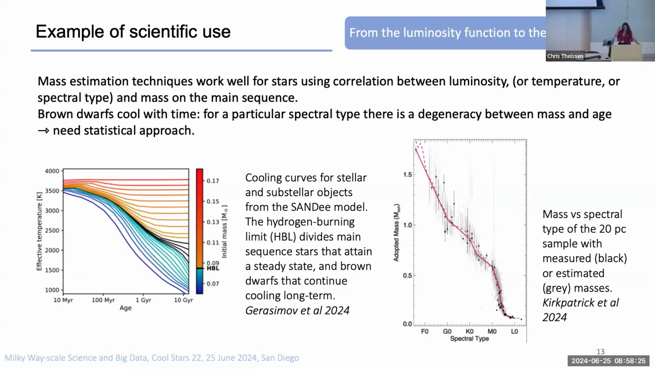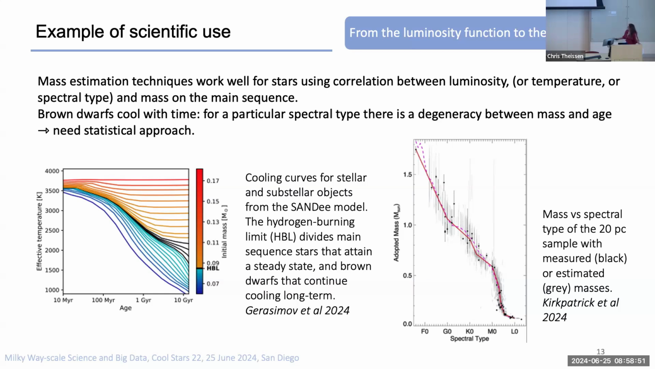Then once you have the luminosity function, you want to go to the mass function. And this is quite easy. No, it's not easy, but for stars, the mass estimation works quite well because there is a correlation between the luminosity and the mass on the main sequence. And it's not the case for brown dwarfs. They cool with time. So for a given spectral type, there is a degeneracy between mass and age.